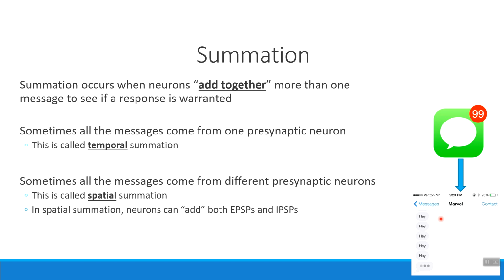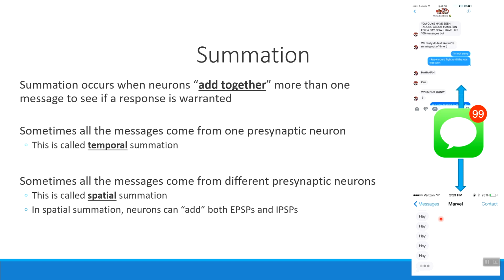More likely though than Captain Marvel texting me repeatedly would be me getting 99 messages because I've been added to one of those infamous group chats. So one person starts it, another person chats, and another and another. I have to add together the information from all the different people who are found all across the United States, potentially. That's a good example of spatial summation, where I have many different people talking or many different neurons talking, and I have to add all of that information together to figure out what's going on.